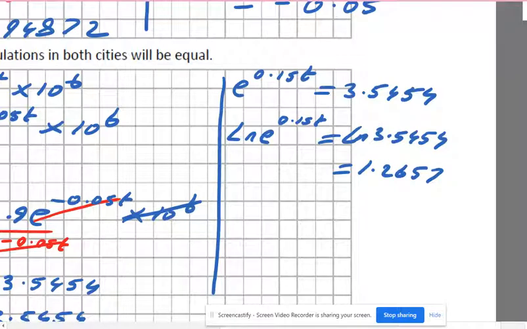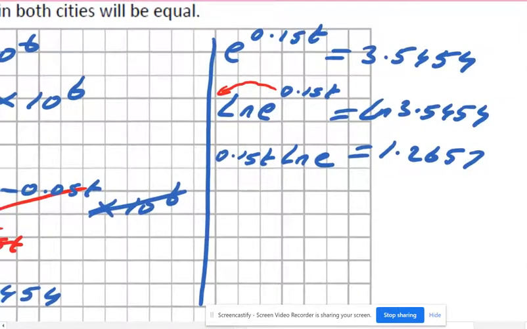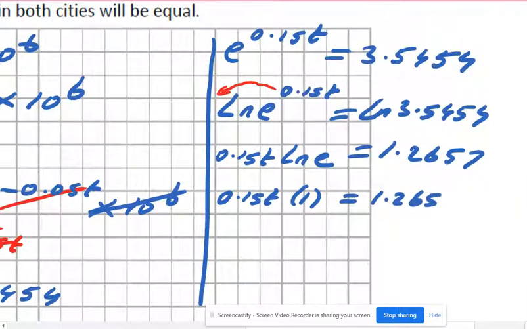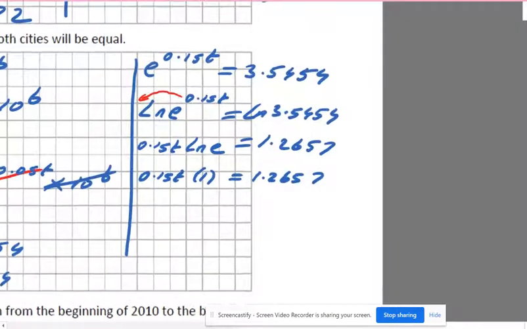And yet again, the 0.15t comes on in front. With the log, there's a rule that says that comes on in front always. So it's 0.15t times ln of e. Now the ln of e is 1 on the calculator, so that's 0.15t by 1 equals 1.2657. So now t finally is equal to 1.2657 over 0.15. And if you work that out, you divide by 0.15 and you get 8.4 roughly.